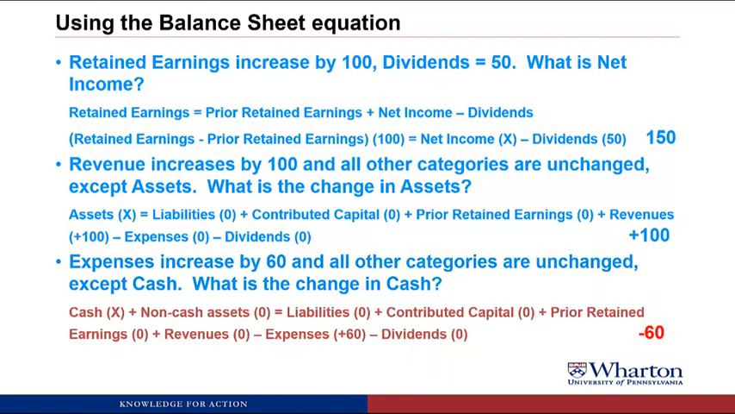We'll again use the complete balance sheet equation, but now we'll split assets into cash and non-cash assets. So we know that expenses went up by 60. Everything else is unchanged except for cash. Now notice on the right-hand side of the equation, expenses going up by 60 means the right-hand side goes down by 60, which means that cash also has to go down by 60 for us to stay in balance.